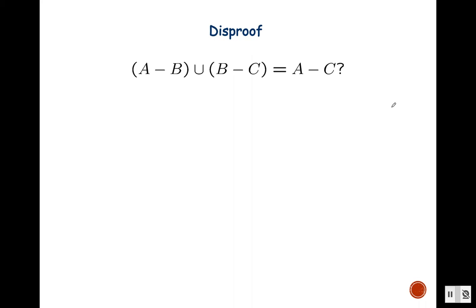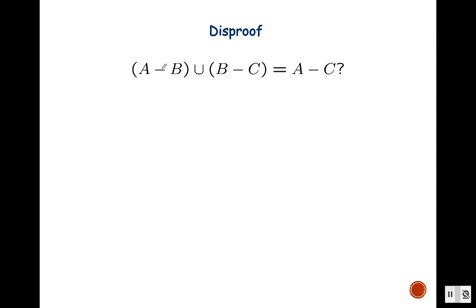All right, so here is one of our class exercises. Can you disprove this equation? We have (A minus B) union (B minus C). Is this equal to A minus C? You can pause the video and try to do that by yourself, thinking about how you can disprove it.